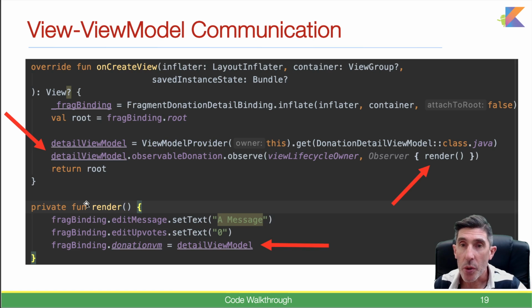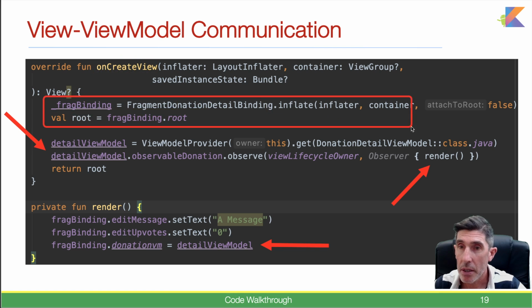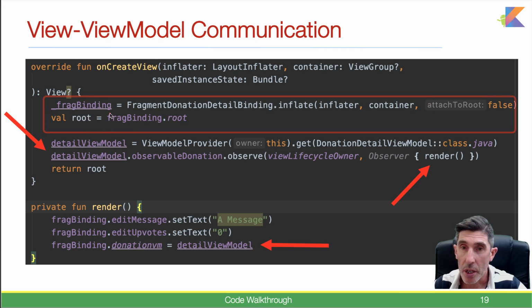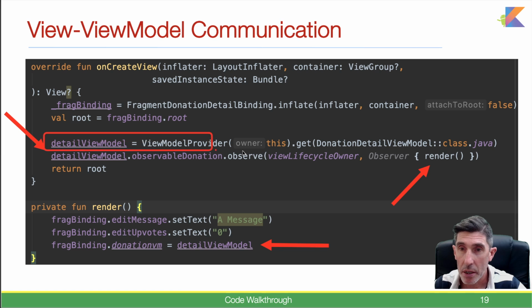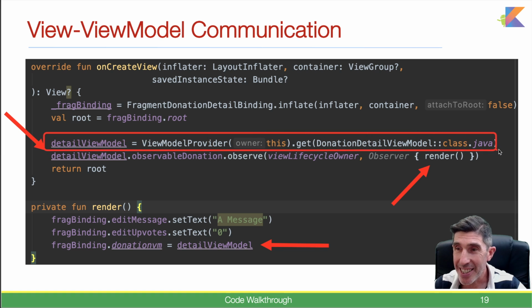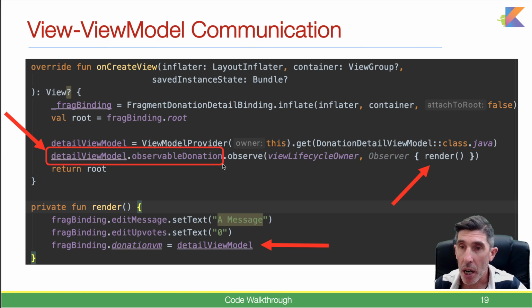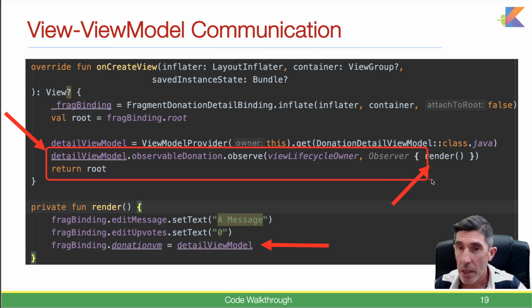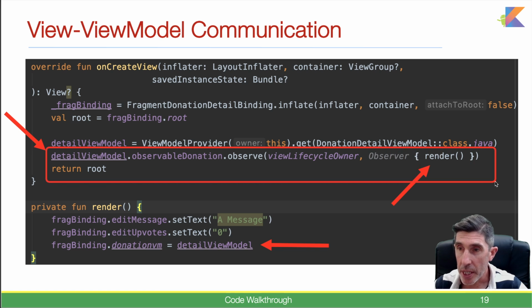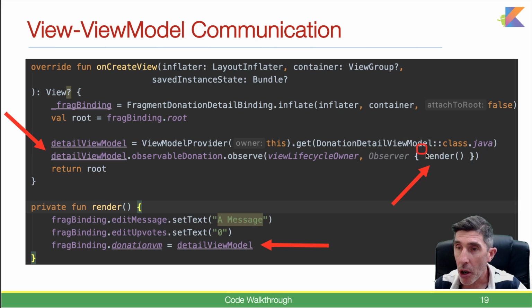Okay, so then inside our donation detail, again it's inside our onCreateView. Here we are binding, using our view binding. Here we are getting a reference, an instance of our detail view model. And here we are observing the individual donation. And again, all we need is a single render. We don't need to pass in any parameters in this case.